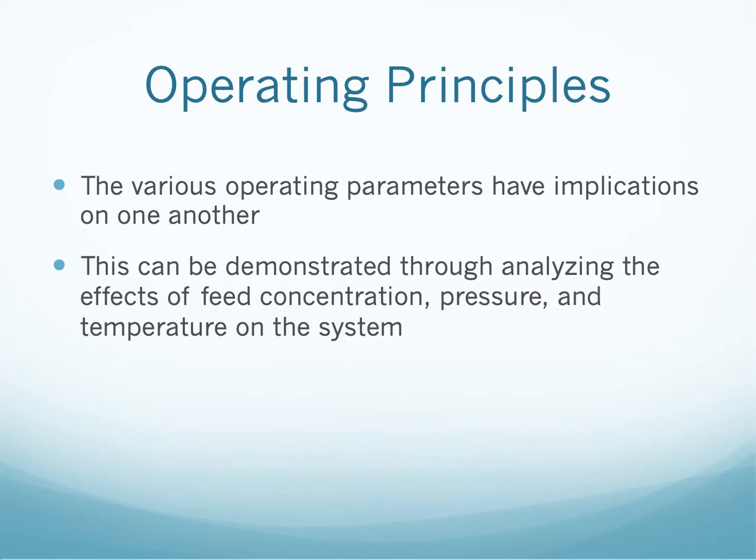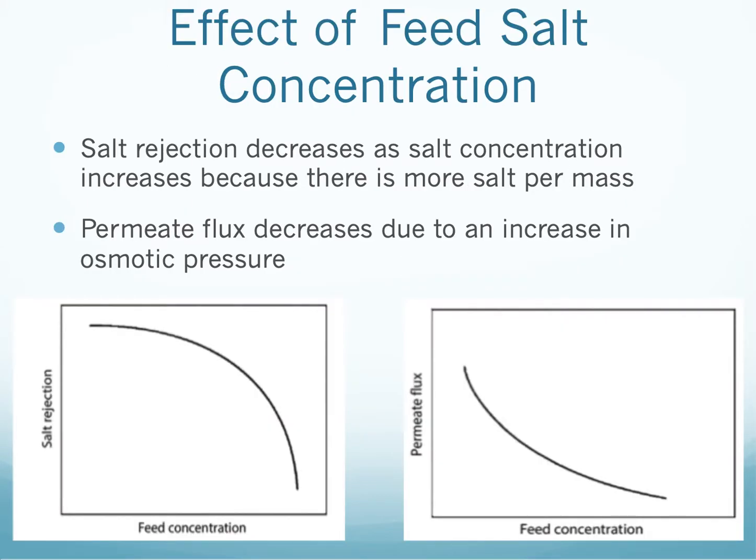The operating principles can vary and the parameters have implications on one another. This can be demonstrated through analyzing the effects of feed concentration, pressure, and temperature. Here the effective feed salt concentration is seen, and it shows that salt rejection decreases as feed concentration increases due to a higher presence of salt per mass, which results in more passing through the membrane.